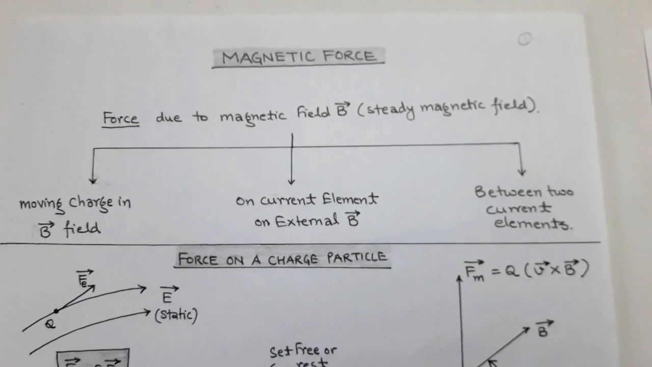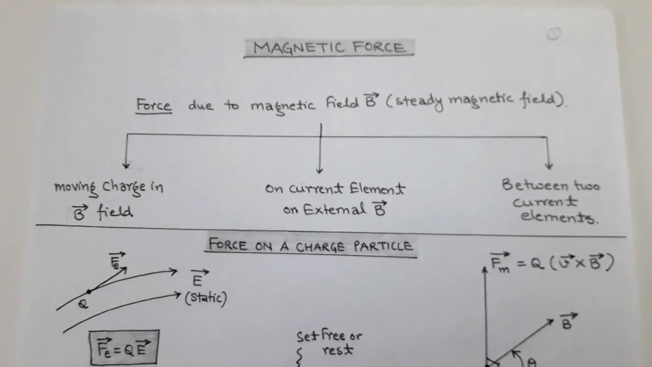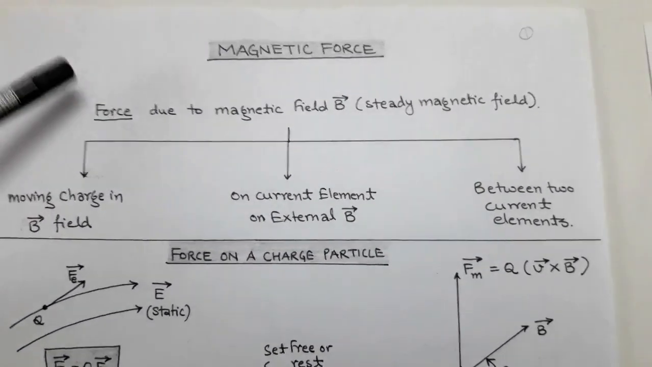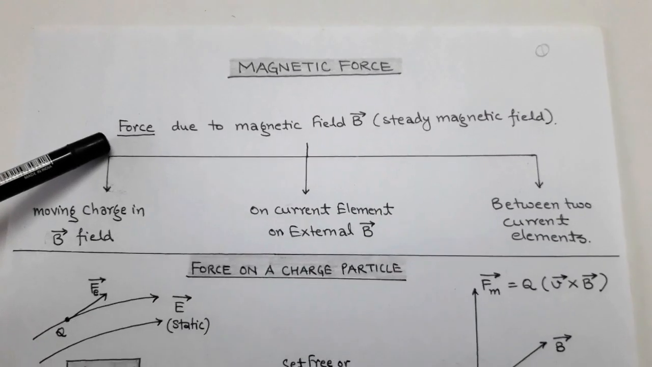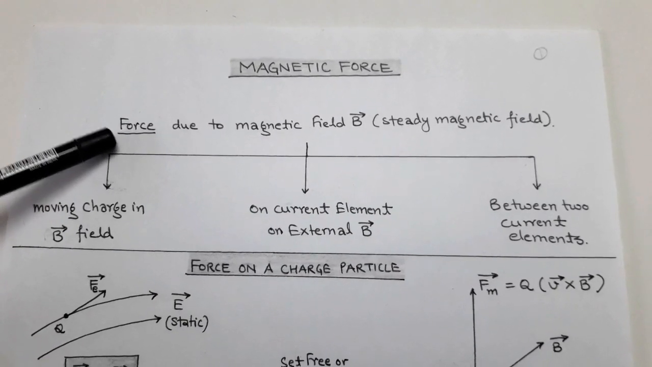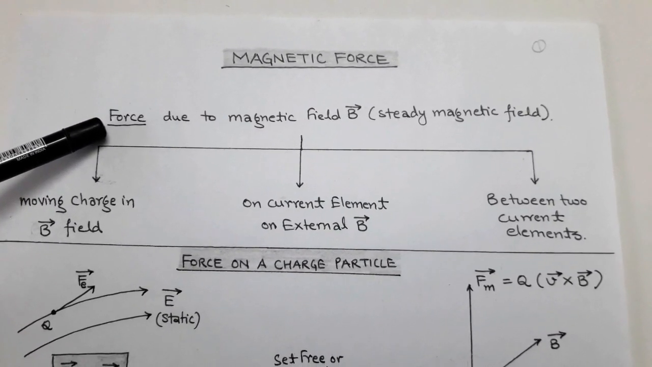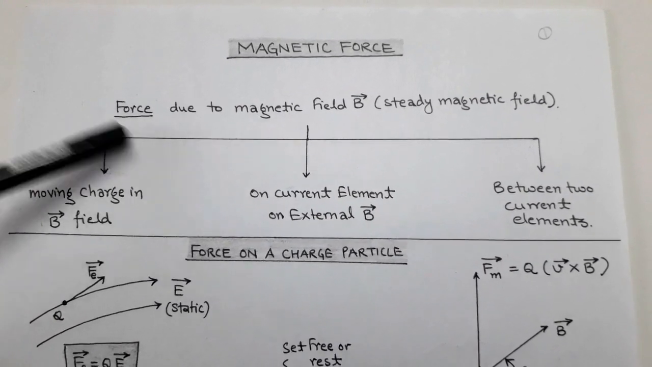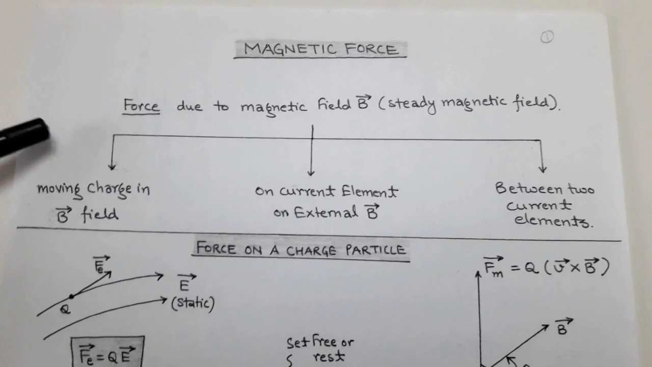The topic is magnetic force. What is magnetic force? A force due to magnetic field vector B is called magnetic force. That magnetic field should be a steady magnetic field.